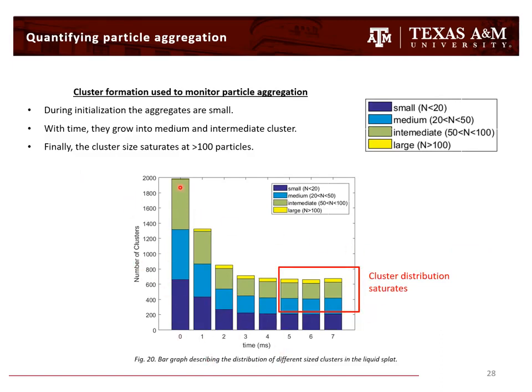We can better understand this if we plot a bar graph of the cluster sizes and their evolution. So initially we have a lot of small and medium clusters. Then as time proceeds, you will start to see formation of these large clusters which have more than 100 particles, with the yellow bar here. And as time proceeds, the number of clusters also starts to decrease because more and more small clusters are coming together to form larger clusters. And eventually, as the droplet evaporates, the cluster size distribution saturates to a certain value.